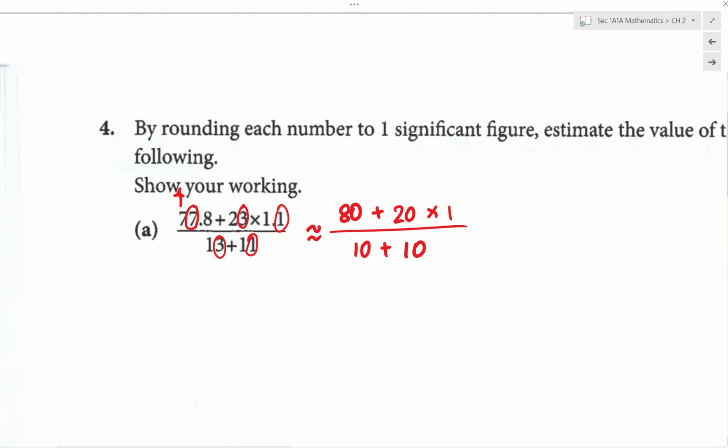Now this one we can do, right? So do we need calculator? What is this value? 80 plus 20, 100. Do the times. 100 over 20. And how much is that? 5. So we can do the multiplication first. 80 plus, what's 20 times 1? 20. Over 10 plus 10. 120.